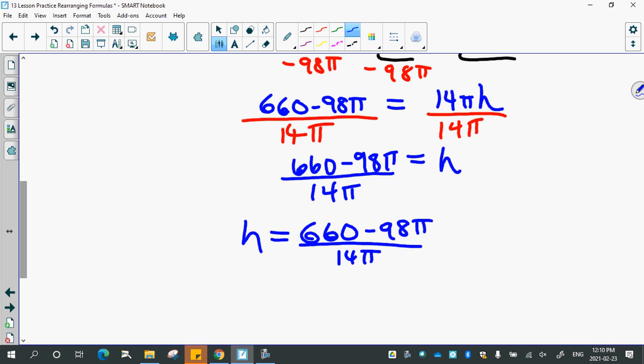No, I can't do it because this fraction bar is stopping me. So, can I calculate these guys? Can I figure out what those are as decimals on the calculator? Yeah, so that's going to be my next step.